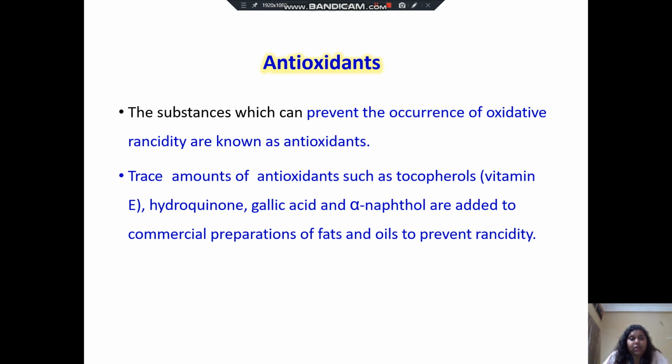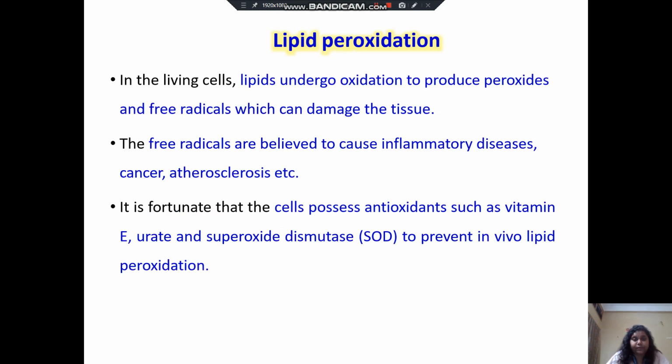Now, what are antioxidants? The substances which can prevent the occurrence of oxidative rancidity are known as antioxidants. Trace amounts of antioxidants such as tocopherols, that is vitamin E, hydroquinone, gallic acid, and alpha-naphthol are added to commercial preparations of fats and oils to prevent rancidity.